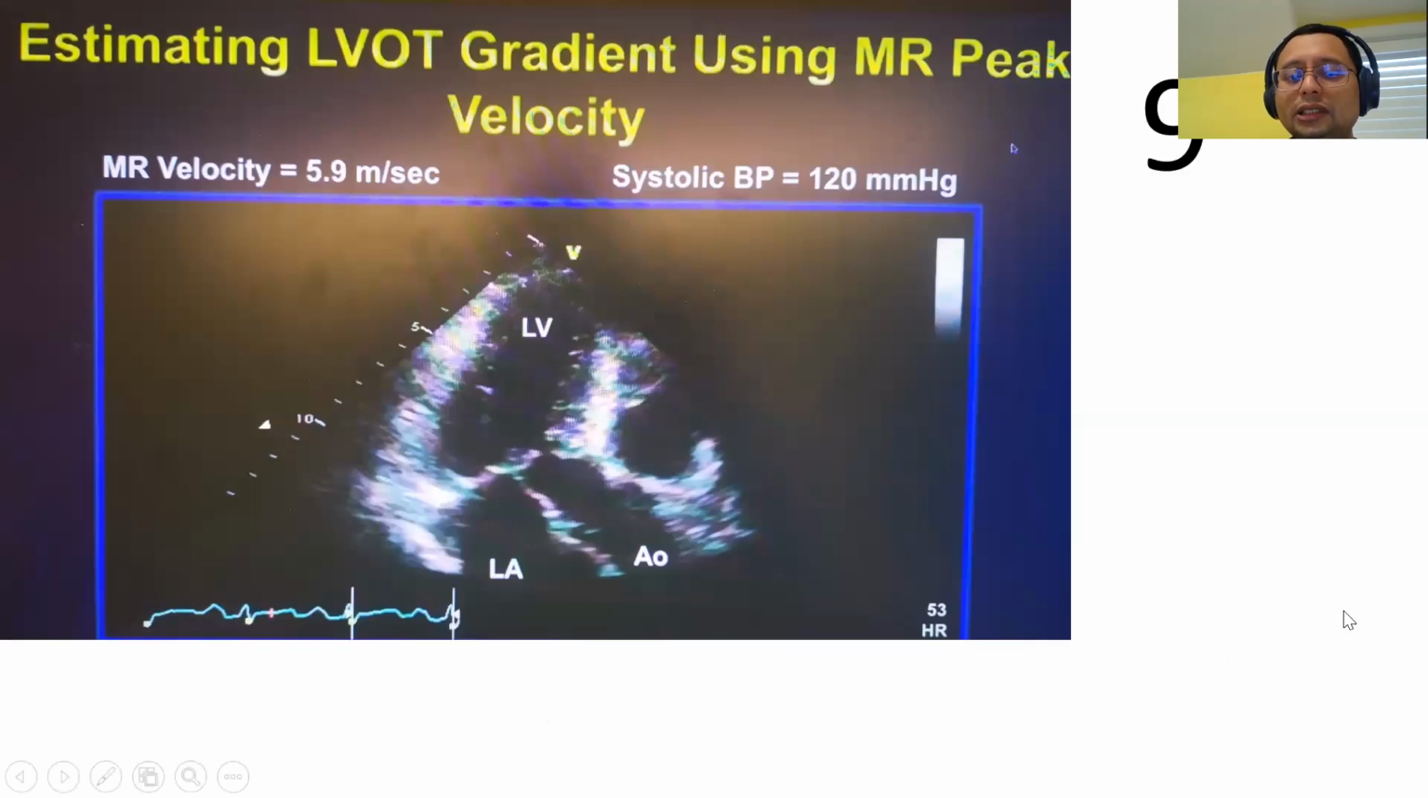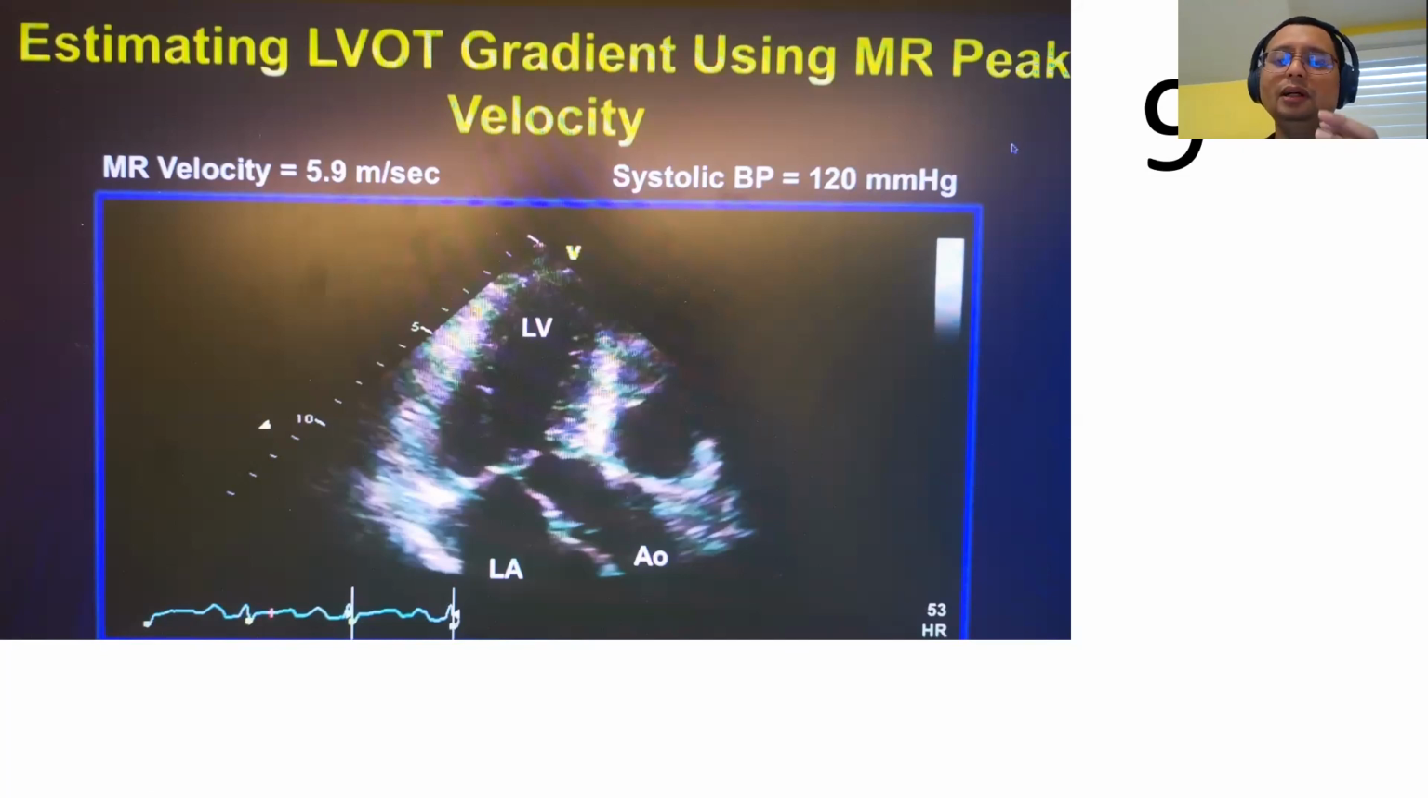I wanted to ask you to estimate the LVOT gradient using MR peak velocity. Okay, so I wanted to give you some tips. Now let's say you are measuring the velocity or the obstruction across the left ventricular outflow tract. Let's say you are confused. Is this a mitral valve? Is it correct or not correct? How can you double check? Okay, now the way to double check is actually very easy.